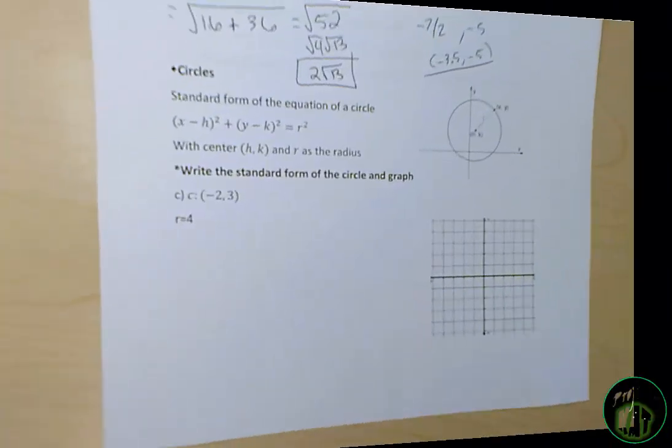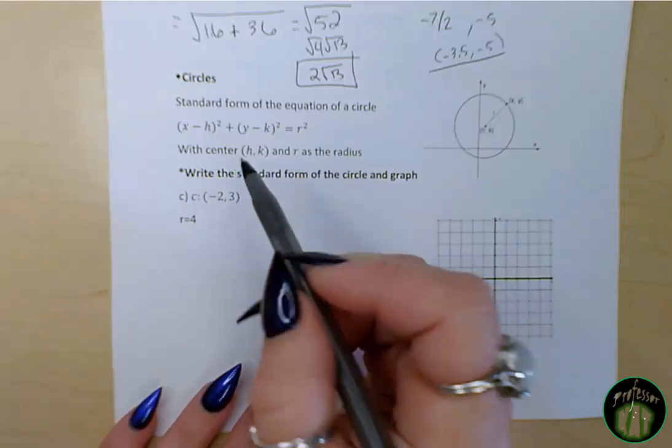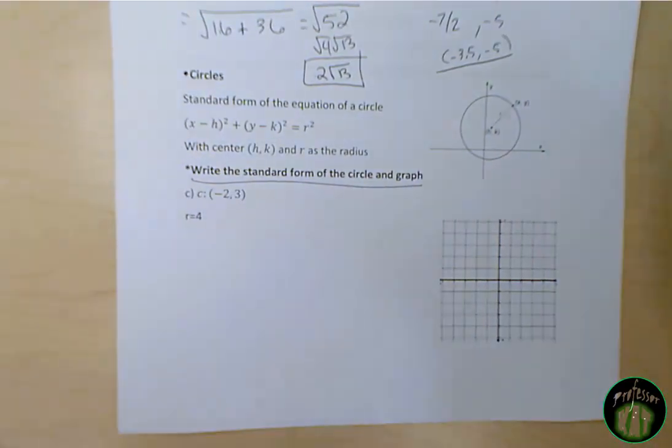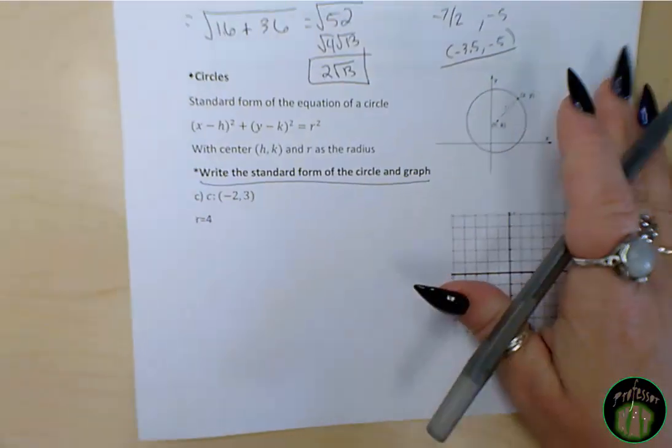So the next thing we're going to talk about here is how do we write the standard form of a circle? And then once we have that, let's go ahead and graph that circle there.